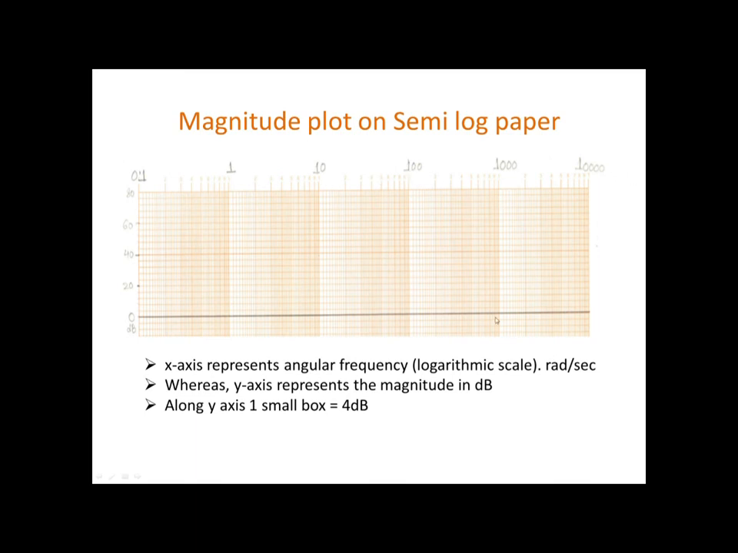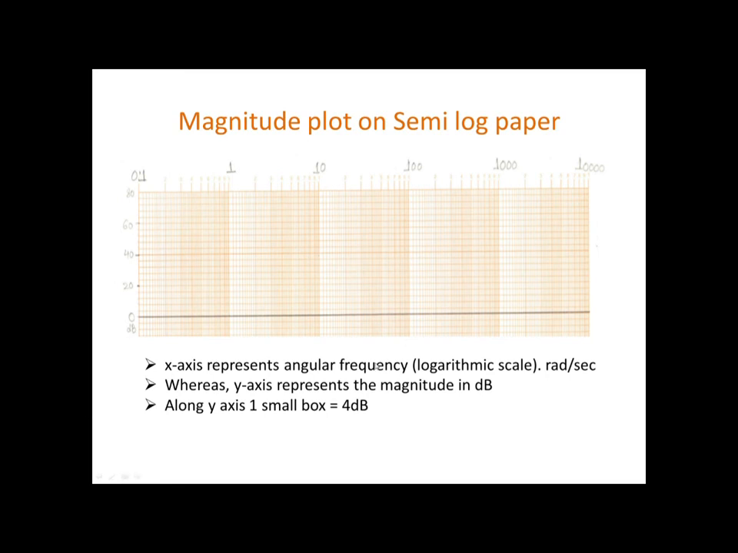And this is the reference line, the 0 dB line, and the y-axis is representing the magnitude in dB, and the x-axis is the logarithmic scale, and the unit is radian per second, that means log of omega. And here I have considered that each small box is 4 dB. So if it is 4 dB, then after 5 small boxes it is plus 20, then after 5 more boxes it is plus 40, after 5 boxes it is 60 and 80, and so on. In the lower part you can easily draw the minus 20, minus 40, minus 60, minus 80 dB.